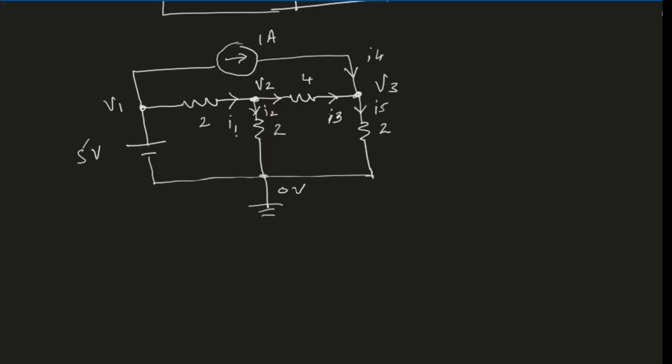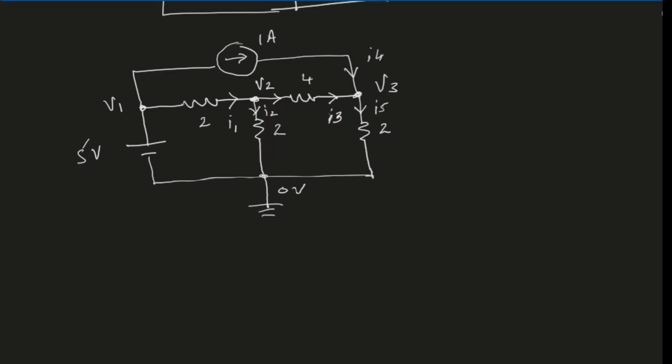I have identified some names and directions for the currents. So I1 is flowing into node V2, I2 is here, and I3 is in the 4 ohm resistor. I4 is coming to node 3, and I5 is leaving node 3, sorry.